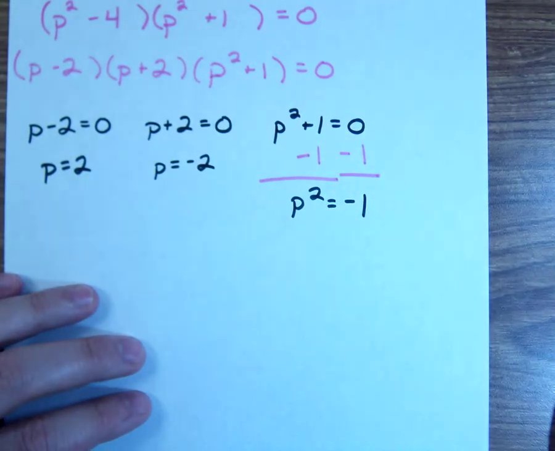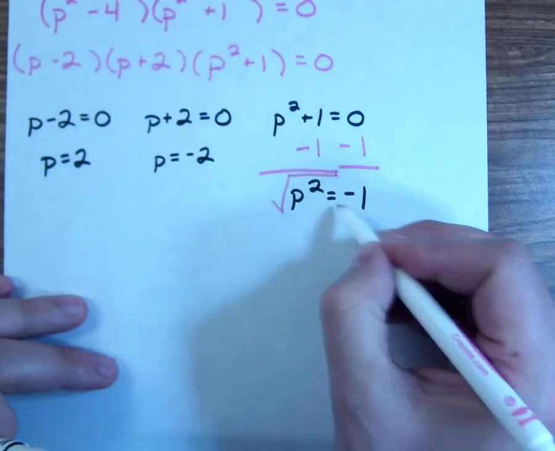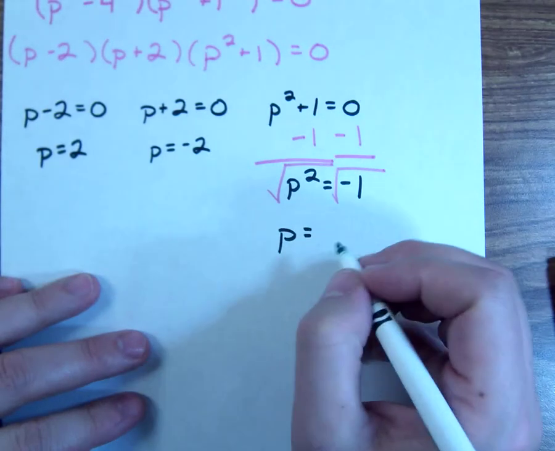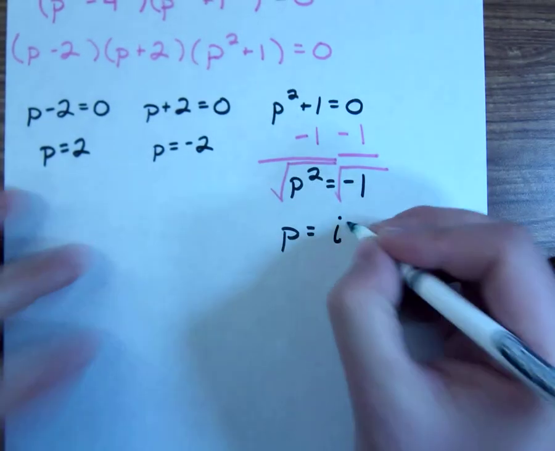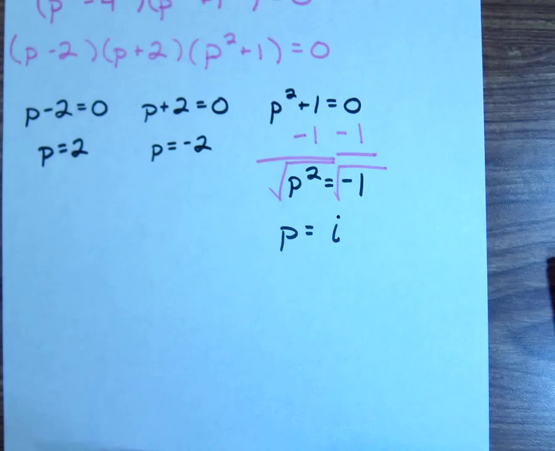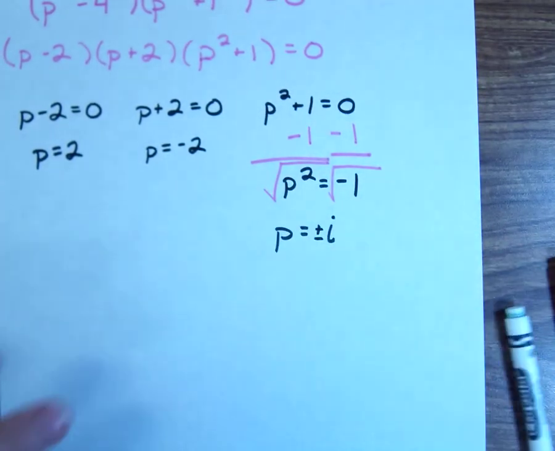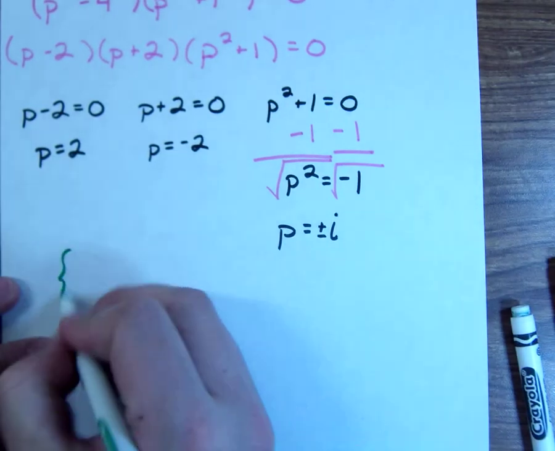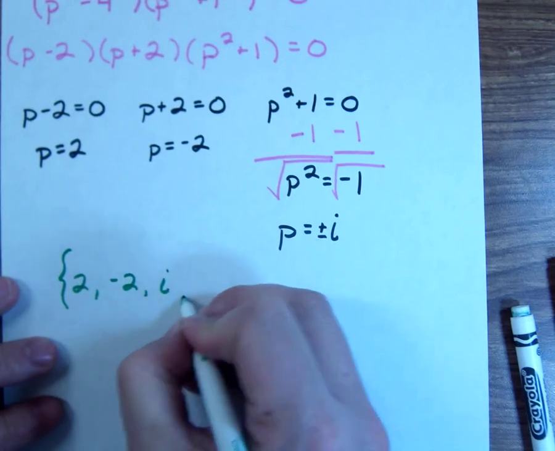Square root both sides. What's the square root of -1? One. No, it's i. And when you take the square root, you have two possible answers, positive and negative. So the solutions to this problem, there are 4 of them: +2, -2, positive i, negative i.